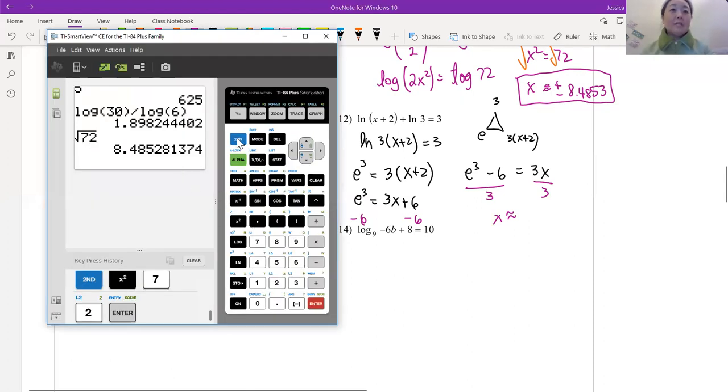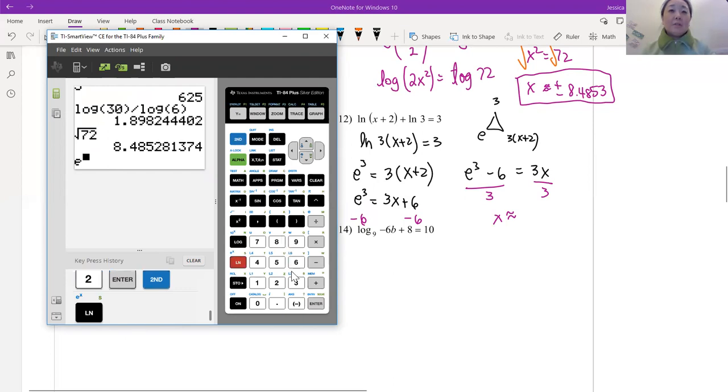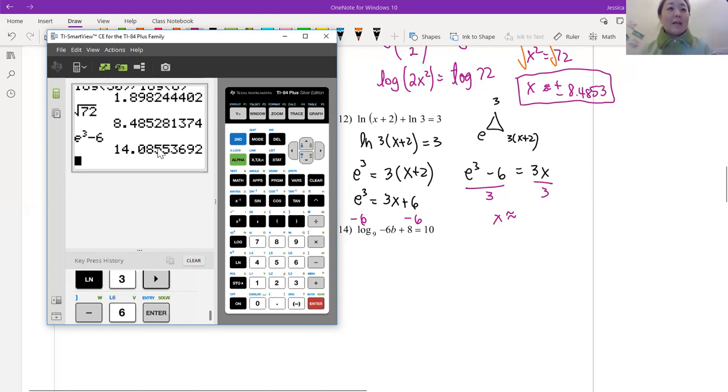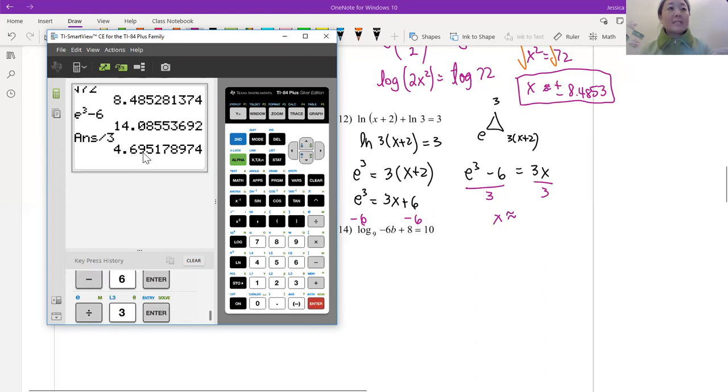And so we're going to go e to the 3rd power, tab out, minus 6. Here, I'm going to push equals, because if I don't, I'm going to need parentheses. And I don't want to put in parentheses. That's too much work for me anyways. I know it's like 2 extra buttons, but I just can't do it. And so I have that. And then I'm going to divide this 14 point something by 3. Okay? So I'm going to get 4.6952, because that one rounds up to a 2.